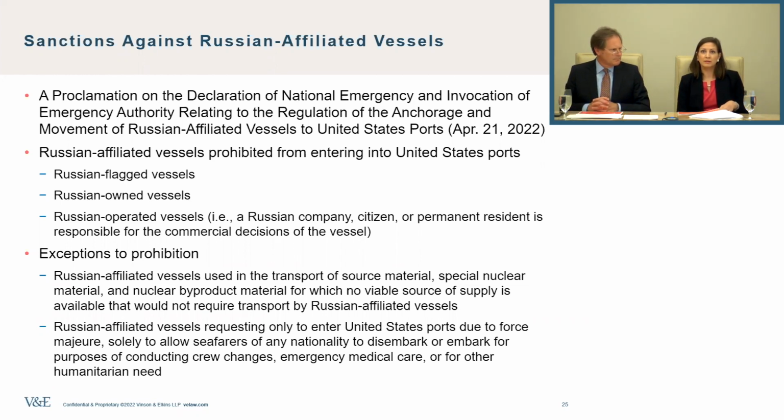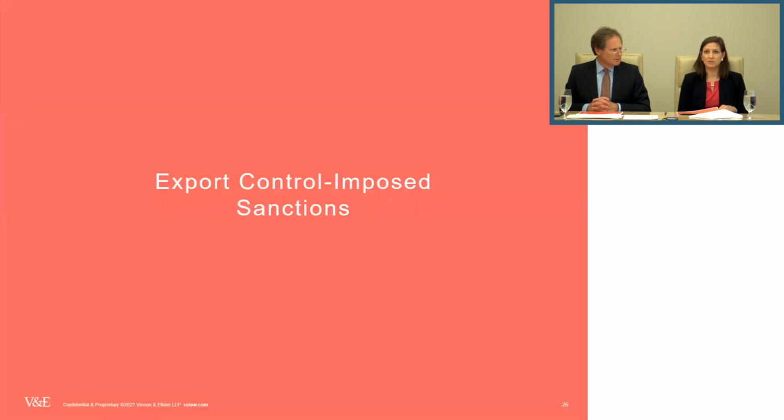Next slide. So now we're going to turn to the export control imposed sanctions. And as Dave mentioned a couple minutes ago, export controls were typically not considered to be sanctions. They're more to protect U.S. national security interests by keeping certain technologies out of the hands of other countries and things of that nature, rather than more punitive as a sanction.